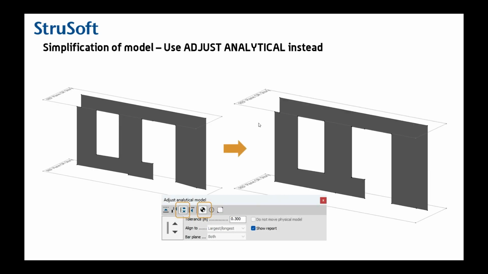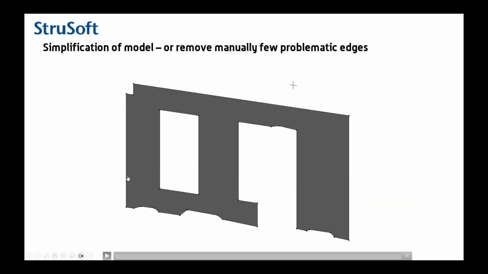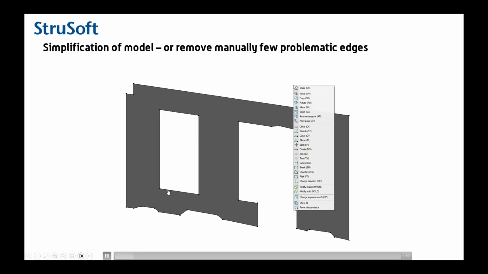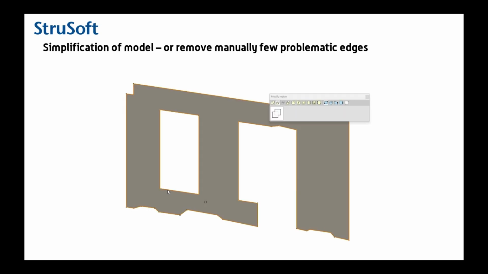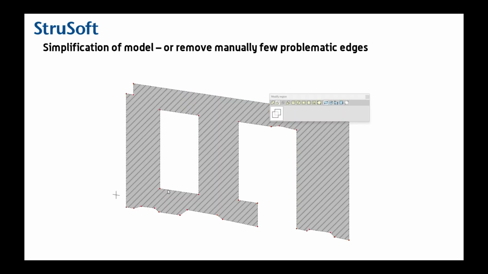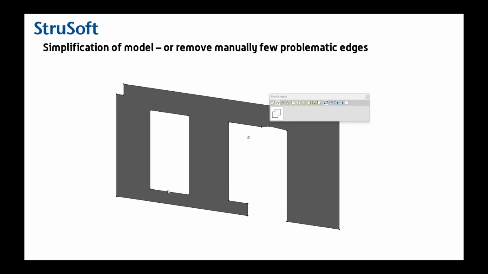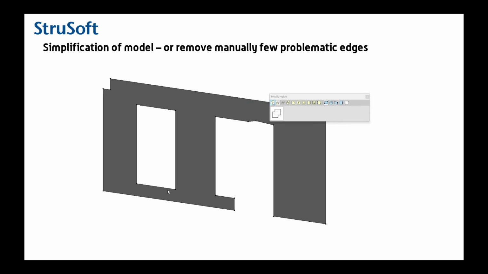So we just stretch them, and there's a tool in the adjust analytical which is like stretch between the stories. And we set the tolerance here, so we will fix those small deviations in the bottom of the element. Or this is also one of my favorite techniques. If the model is really nasty like this one, it's difficult to fix. We can use the modify region command and just cut part of the element out. And now it's easy to align with all the others.